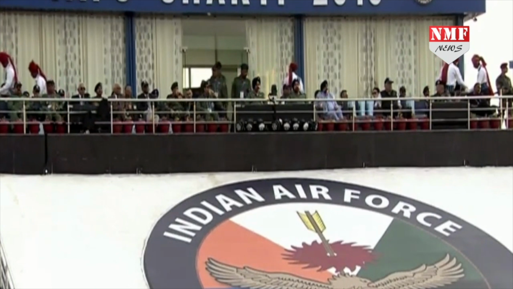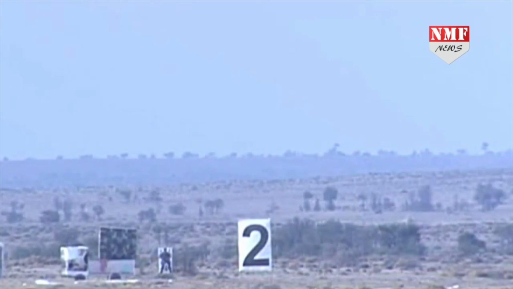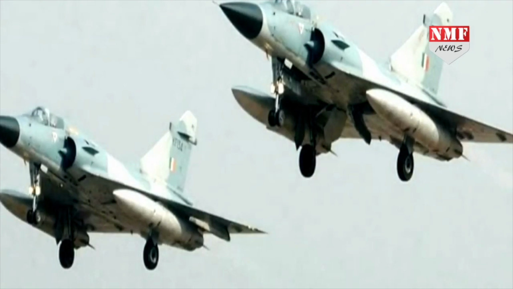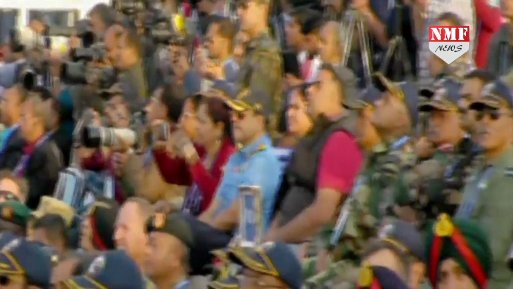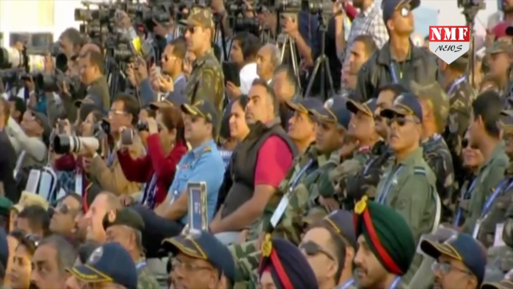Please look straight in front and slightly to the left for target number 2, which depicts another radar site. As we speak, 2 Mirage 2000 aircraft are fast approaching the target. Each aircraft is armed with 5 250 kg fragmentation bombs. The aircraft shall release the bombs in a dive attack and then pull up right in front of us.